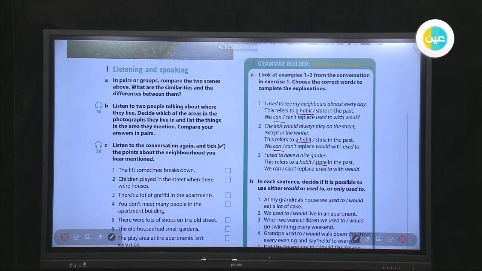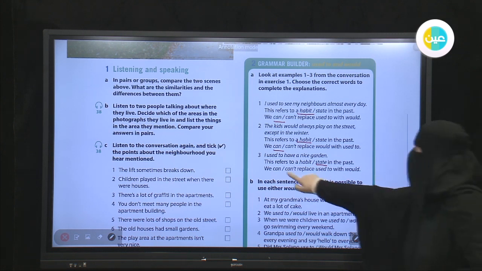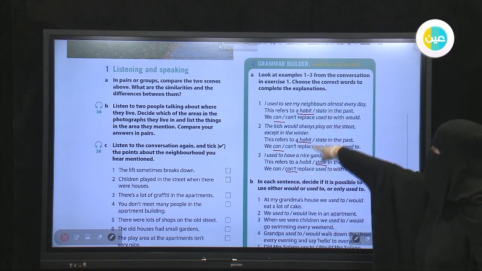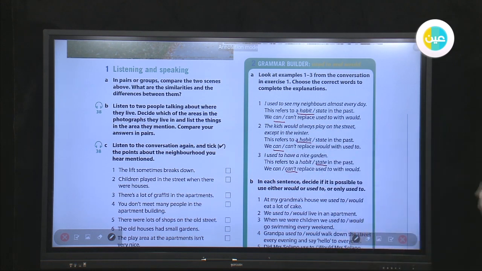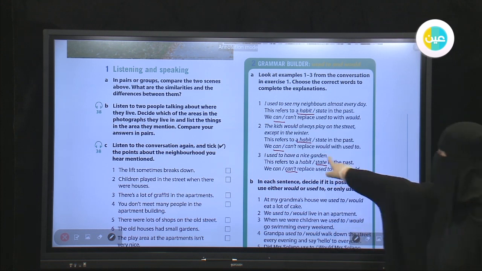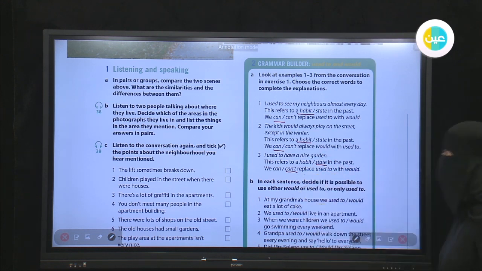We can't replace used to with would. Can we replace it or not? No, we can't. So when it refers to a habit, we can replace used to with would and would with used to. But when it refers to a state, we can't replace used to with would. Is it clear? Okay.